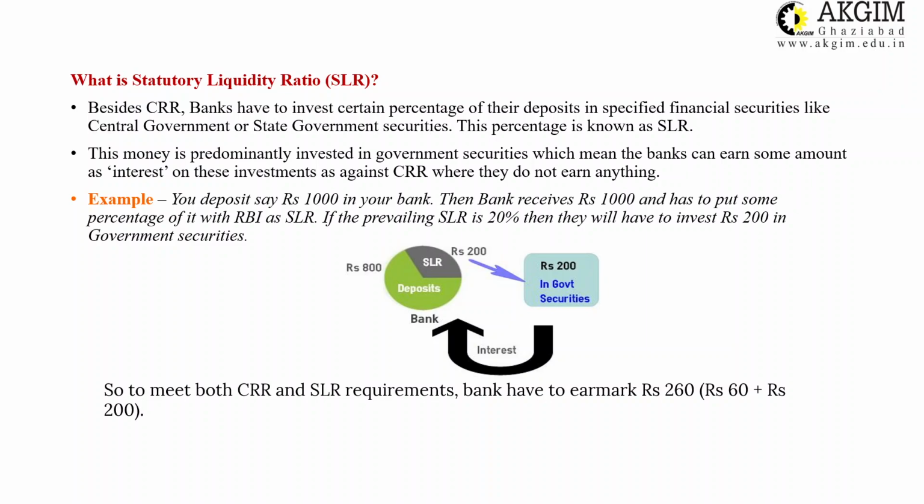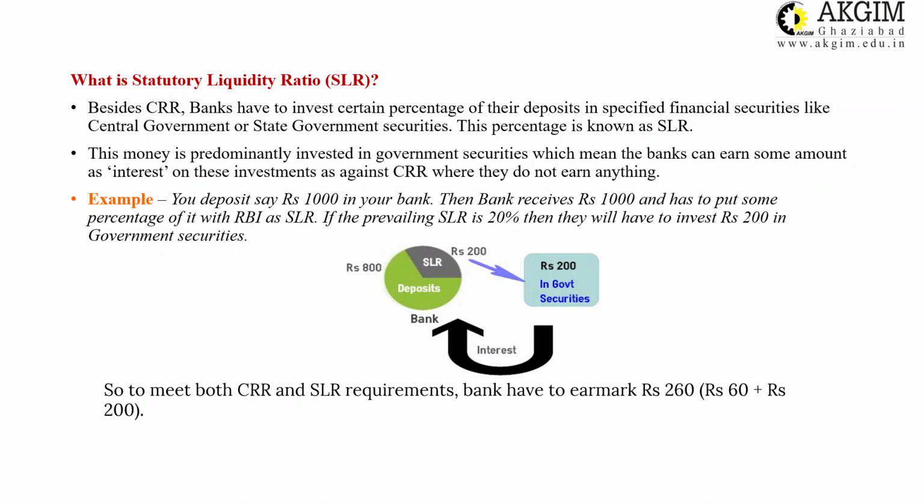It is called the statutory liquidity ratio. All the banks are under the obligation that of the money they receive from their customers, they have to use a certain percentage in specified financial securities that belong to the central government or state government.